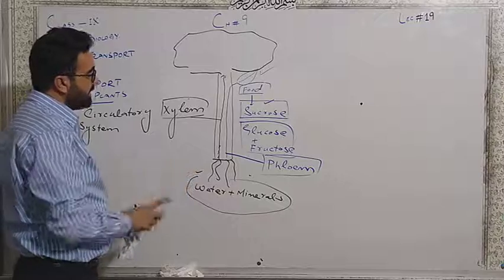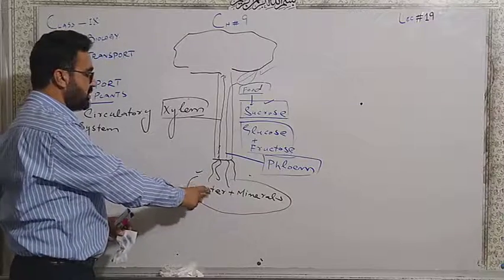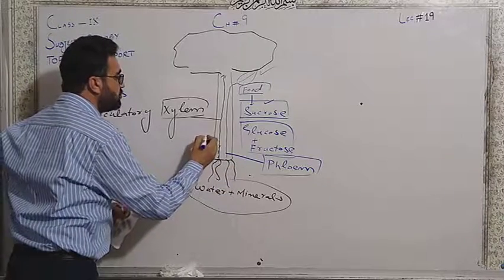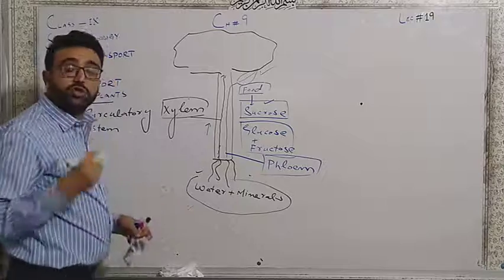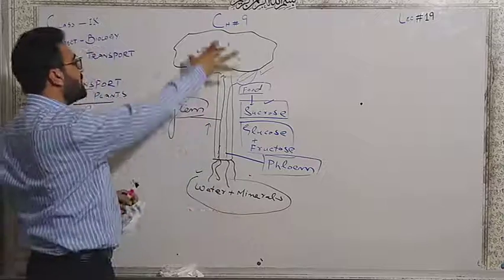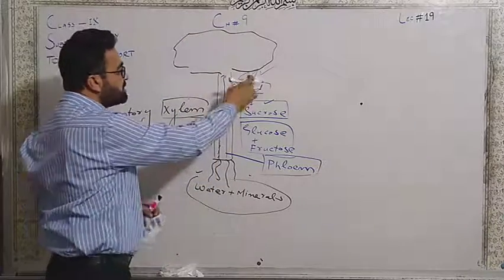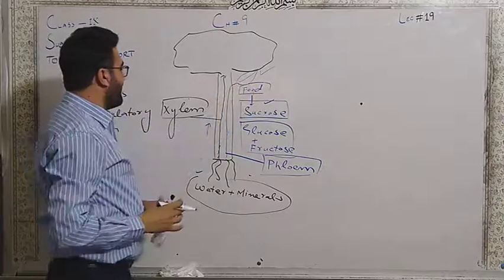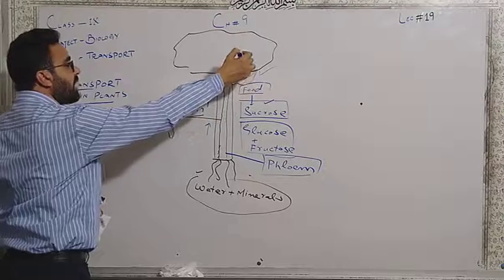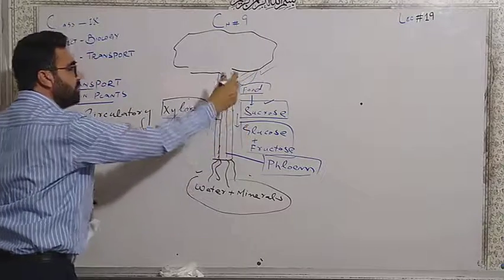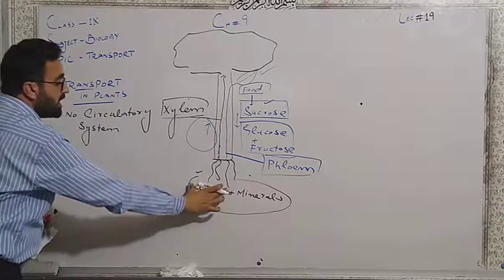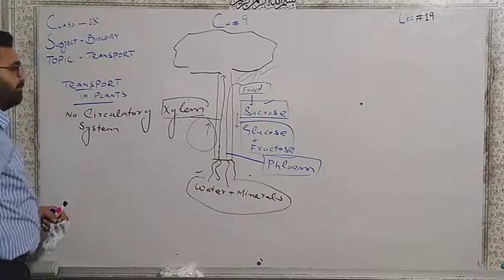Now, the question arises: what is the mechanism responsible for the conduction of water and minerals? As water and minerals are going against the gravitational force, there should be a pumping mechanism, by which we can move water and minerals to the upper part of the plant. We don't need any exact pumping mechanism for the transport of food, as it is moving in the direction of the gravitational force. So the pumping force we need is for the transportation of water and minerals through xylem.